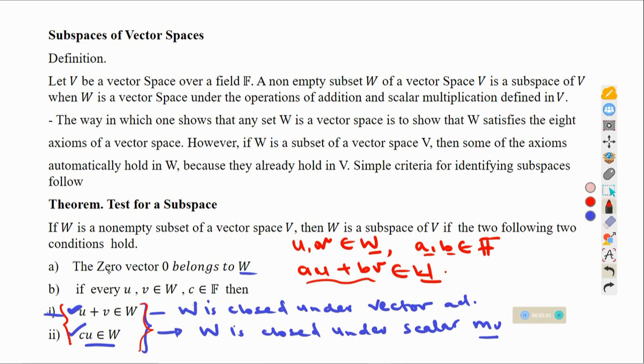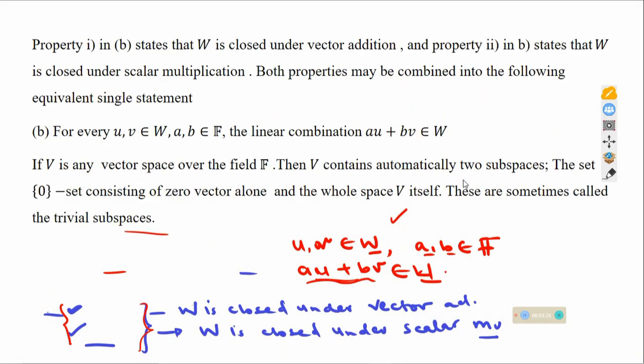So in other words, I would only show that the zero vector belongs to W, and this one also belongs to W, and if the two are satisfied, then I will be able to say that the given non-empty subset of a vector space V is actually a subspace. So that is basically what we are talking about in our next slide here.